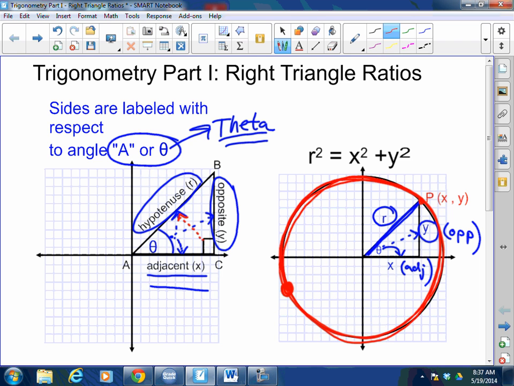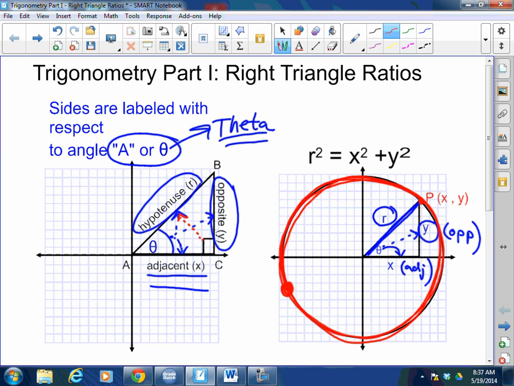Okay? We're not going to work with the unit circle. We're not going to work with a lot of circle trigonometry this half of the year. You'll learn that next year. But I want to introduce the concept. Why are we doing this? What is this all for?